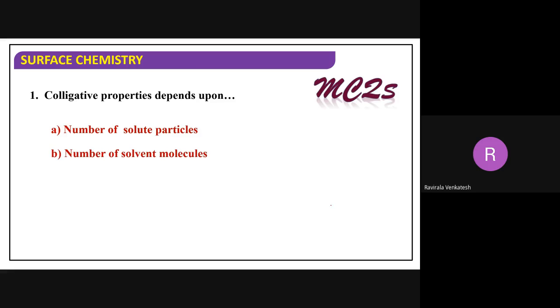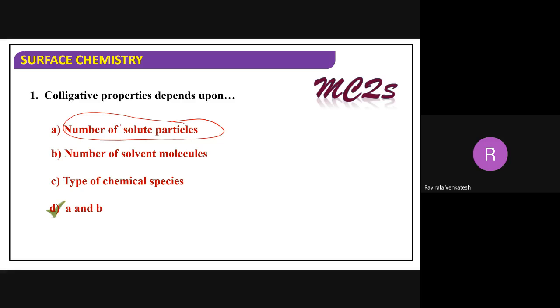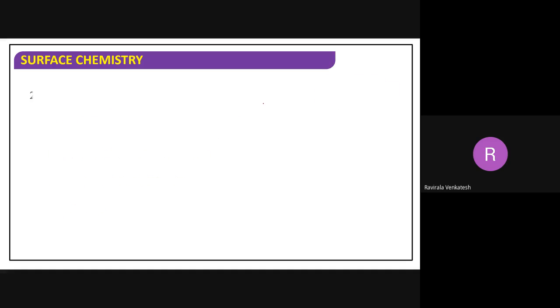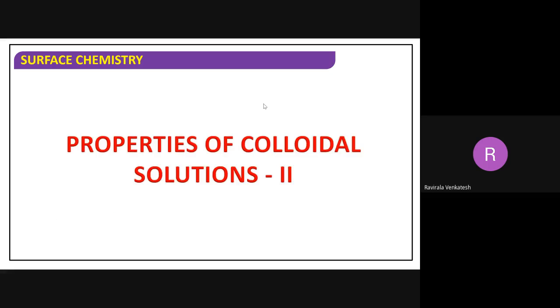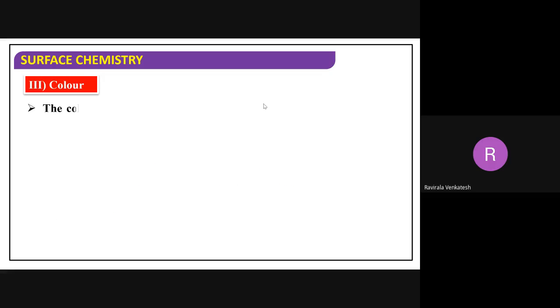Colligative property depends upon what? Definitely, it will depend upon the number of solute particles, but not the nature of the solvent. So generally, I can take this one. Colligative properties among these, all are colligative properties.